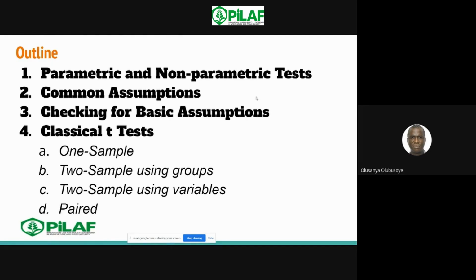In the t-test, STATA provides four categories: the one sample, the two sample using groups, we'll explain those later, and then the two sample using variables, and then the paired. If you use other software like SPSS, you may see two sample independent tests and two sample paired tests, and the like. But it's just saying the same thing in a different way.